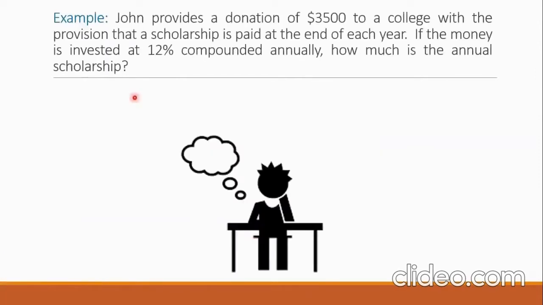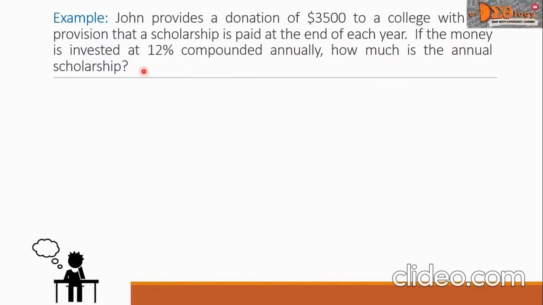Let us see this example. John provides a donation of $3,500 to a college with the provision that a scholarship is paid at the end of each year. If the money is invested at 12% compounded annually, how much is the annual scholarship?